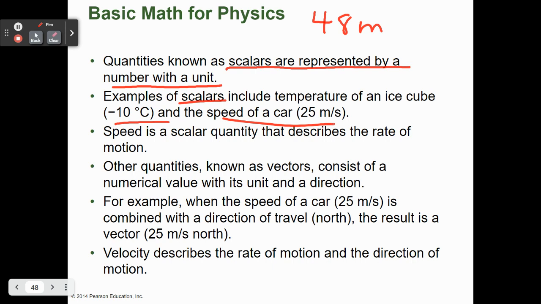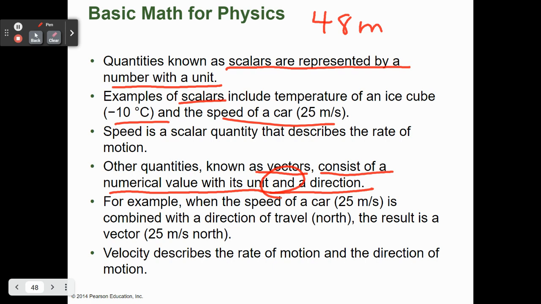Other quantities, though, are known as vectors. Vectors are things that have a numerical value with its unit and a direction. So it's a way to get things a little more specific. I can say I'm going 65 miles an hour down the highway. What does that tell you? It tells me how fast I go. Does it tell me where I'm going? Does it tell me anything else at all? I'm on the highway, but there's lots of highways, right? Highways go in all four directions.